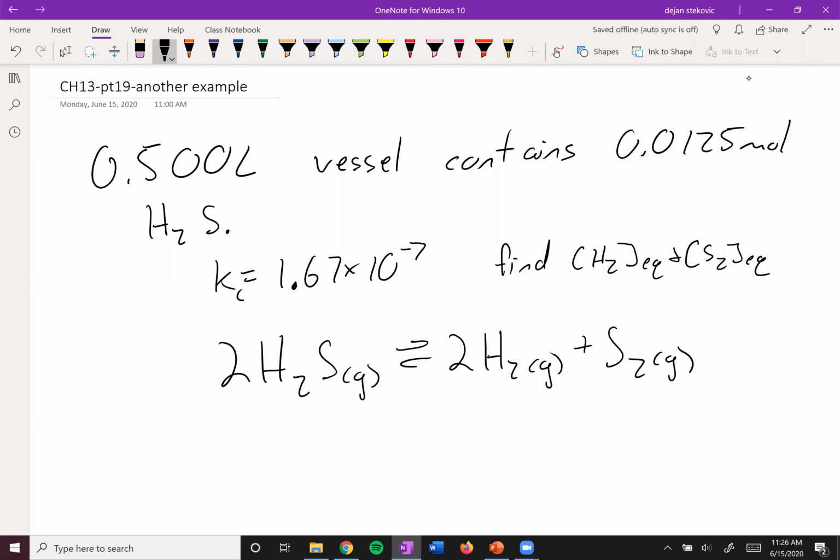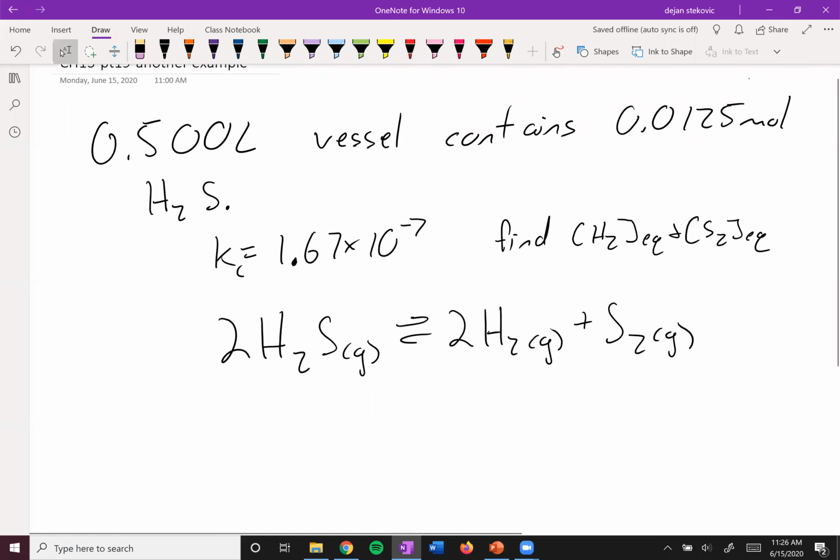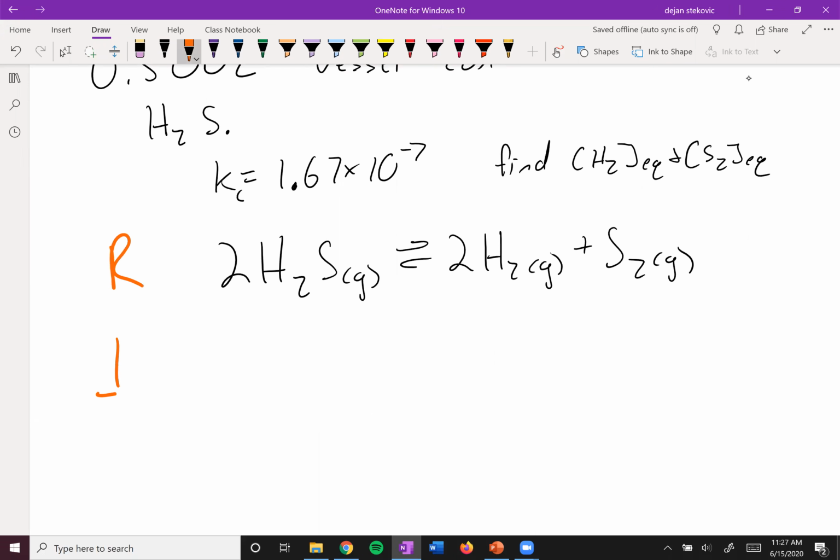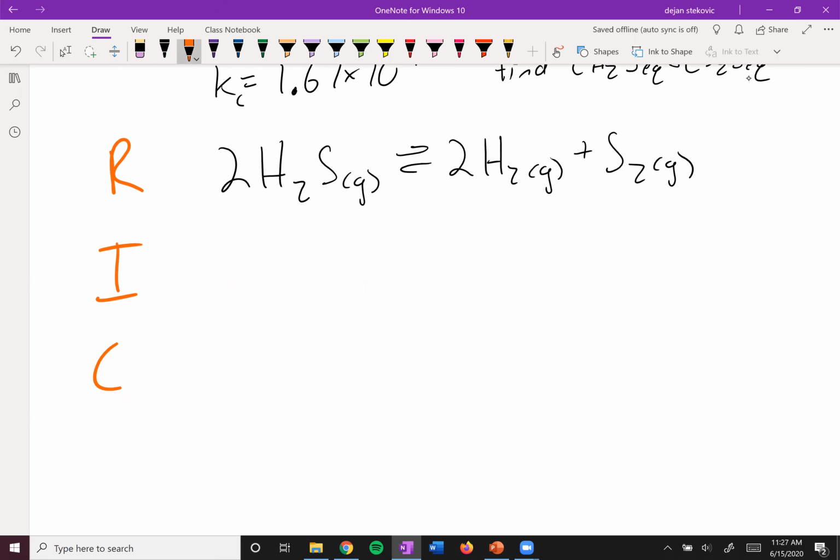All right, so yet another ICE table word problem example. So you really want to get comfortable with this, right? You really need to know how to do this in order to do well in the class. And so in this case, it tells us that a half-liter vessel contains 0.0125 moles of H2S, gives us the value of Kc, and then tells us to find the concentration of H2 and S2 at equilibrium, and gives us the overall equation. So naturally, we want to start off with our ICE table.